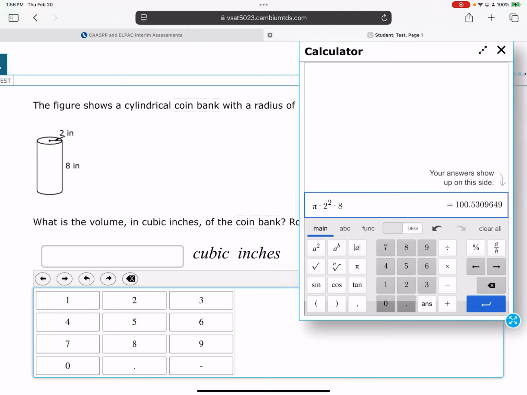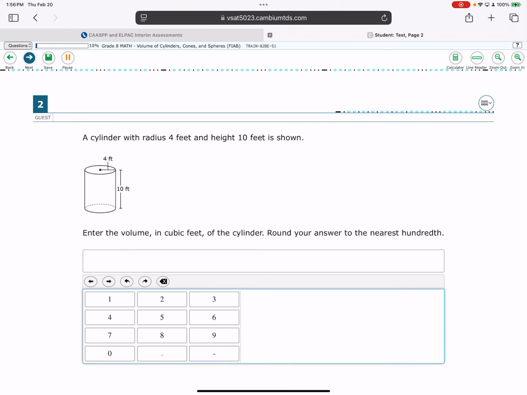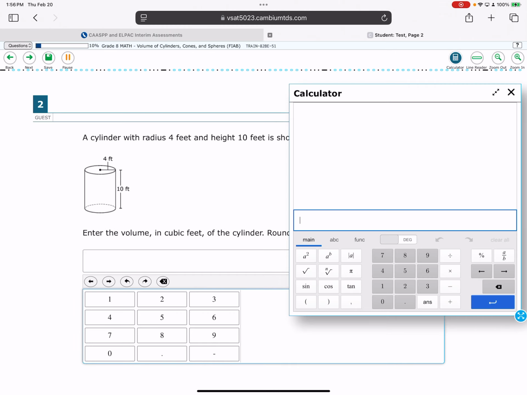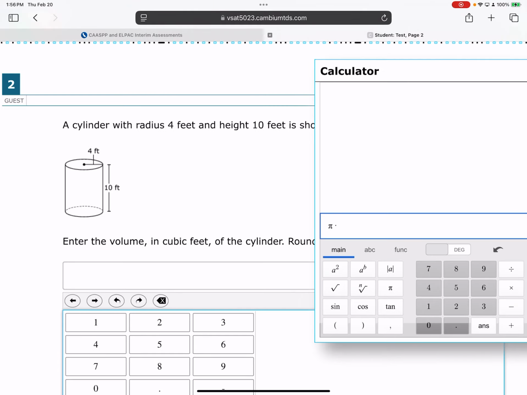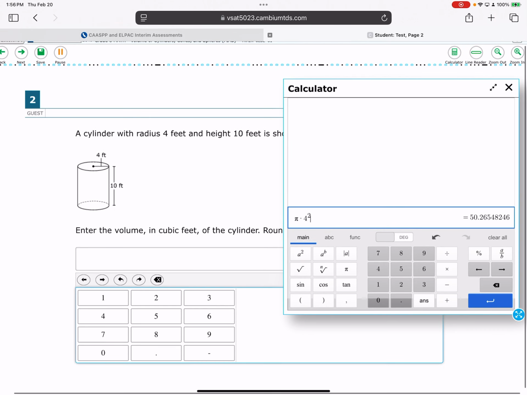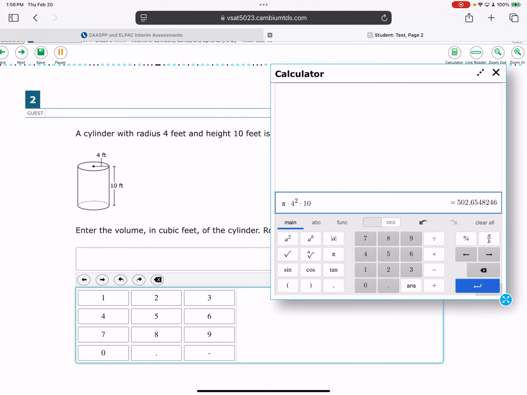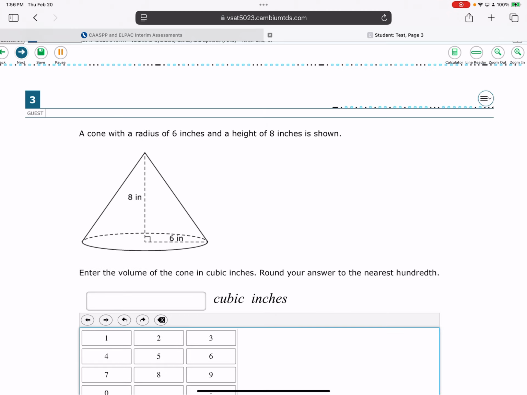I look at the 0. It doesn't round me up, so 100.53 is the answer. Next one, calculator. Same thing, this is just pi times the radius, which is 4, squared, times 10. There's my answer, 502.65. I need to round to the nearest hundredth, so 502.65. The 4 doesn't round me up, so there we go, 502.65.